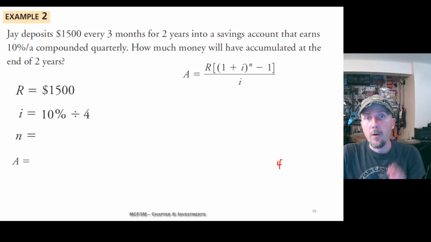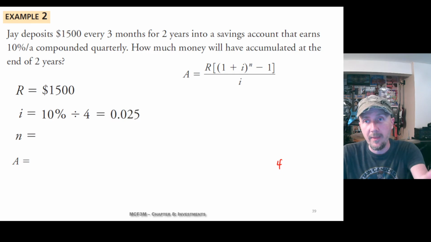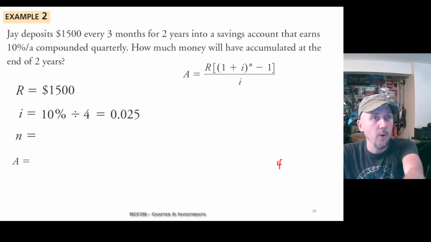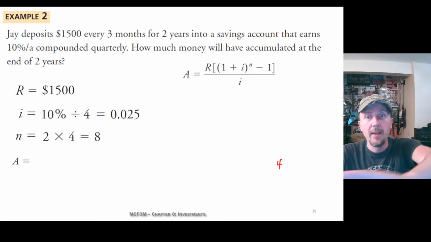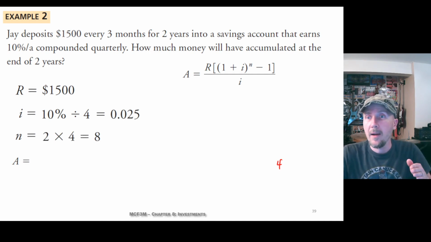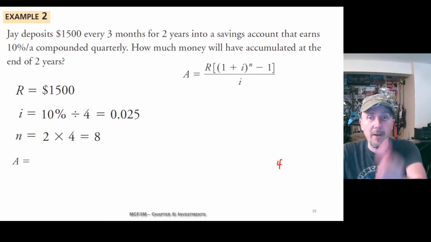Now this is where I was saying the quarterly was going to come into it. It's 10% compounded quarterly. So remember from before, we have to take our interest rate and divide that by 4. So 10% would be 0.1. I think we do it all in one step: 0.1 divided by 4. There we go. Now, for our number of payments here, J deposits every 3 months for 2 years into a savings account, compounded quarterly.